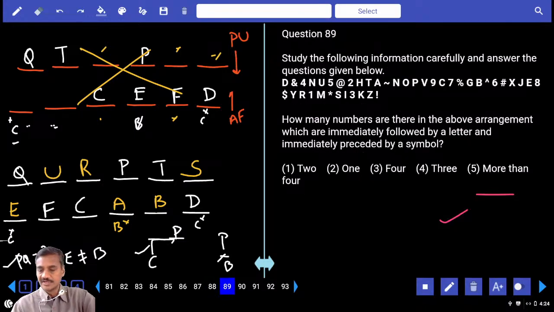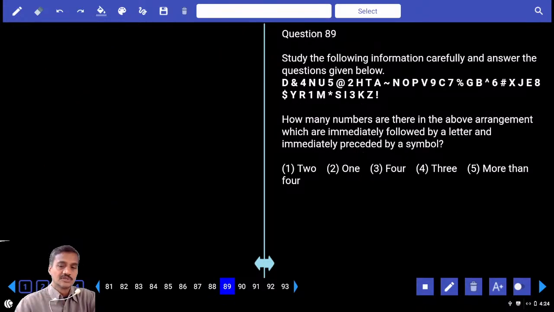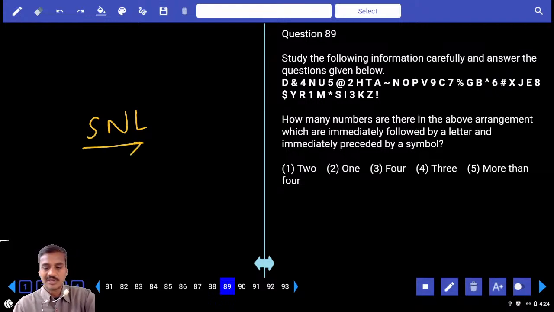The next one, 89 onwards, is based on a sequence. Now in this sequence, how many numbers are there which are immediately followed by a letter and preceded by a symbol? The sequence must be symbol, number and a letter. Symbol, number, letter, this is 1. Symbol, number, letter, this is the second. Then symbol, number, symbol, number, that's it. How many are there? There are only 2. Choice 1, question 89.